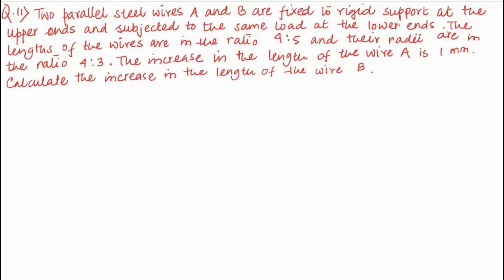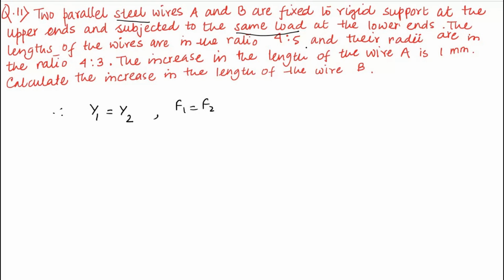Okay, so here, according to this question, we have two parallel steel wires. That means the Young modulus of wire A and Young modulus of wire B is the same. So first we can write Y1 is equal to Y2. Then these two wires are subjected to the same load. That means F1 is equal to F2, the forces are the same.